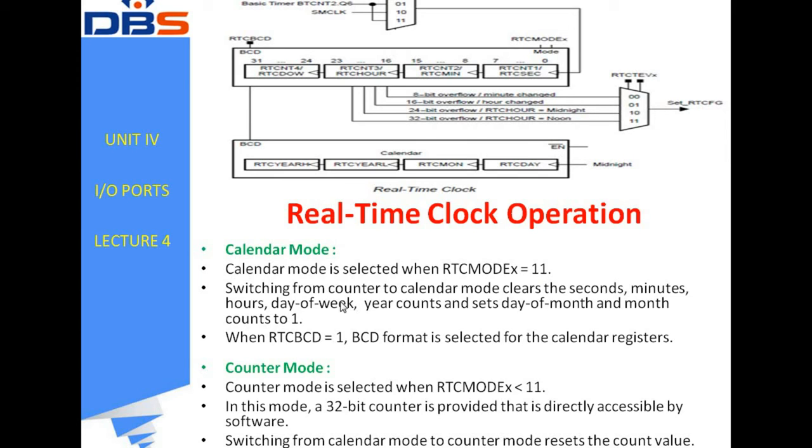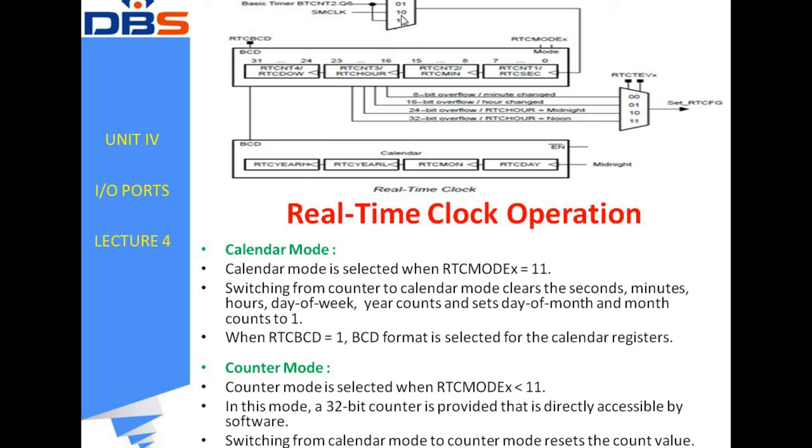So switching from counter mode to calendar mode, that is, after completion of these 3 modes only, we go for this mode, that is 11 mode. After switching from counter mode to calendar mode, it clears the seconds, minutes, hours and everything to 1. That means it clears everything. Here, when RTC BCD is set, we are entering into calendar mode. That means we need to write the output data in BCD format.